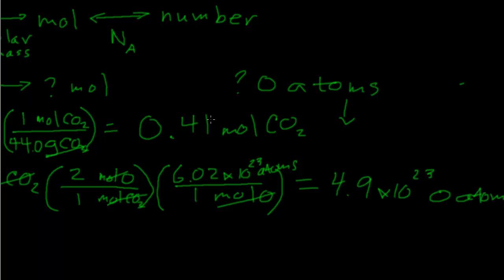All right, so when we take 0.41 and we multiply it by 2, we still don't get all the way up to 1 mole of oxygen atoms. So we don't have a full 6.02 times 10 to the 23rd of them. We have something less, right? So that makes sense. All right, so that's how you go from grams to moles to numbers of atoms.